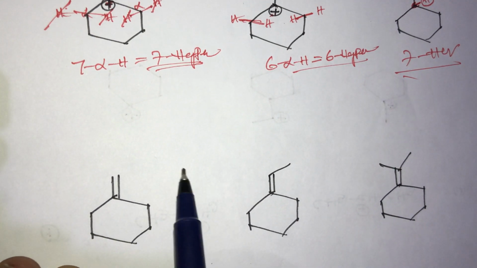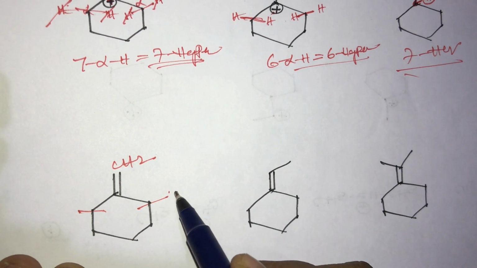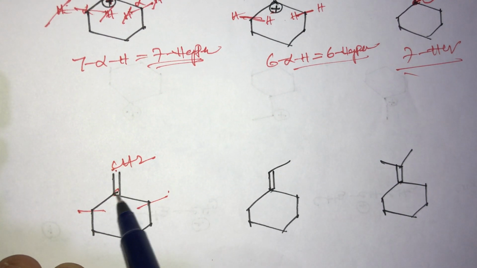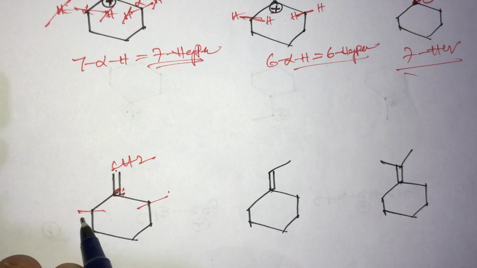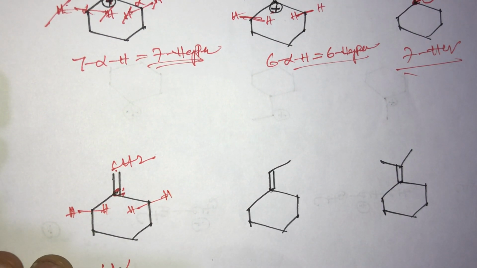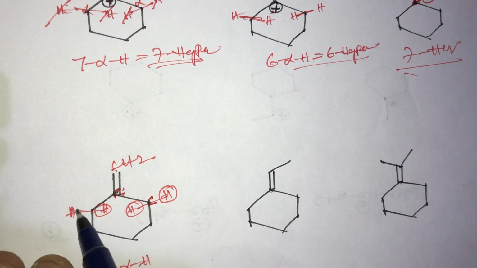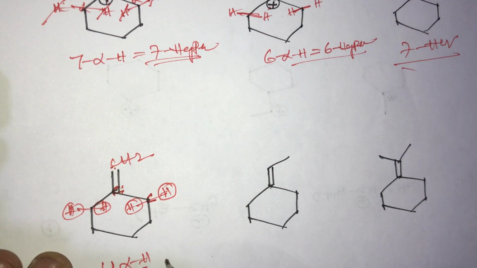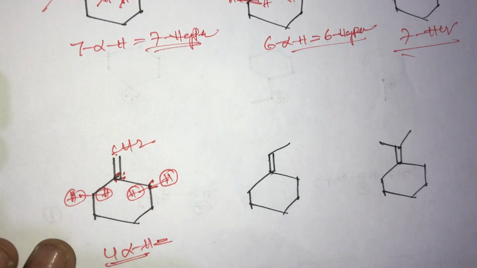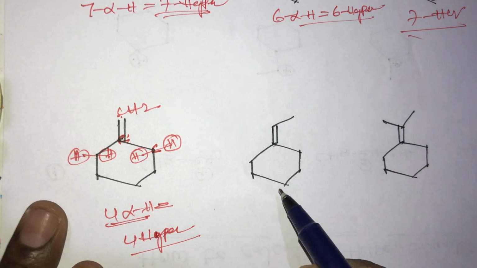And now another example. Here is this CH2 double bond. The carbon next to the double bond is also an alpha carbon. This is CH2 double bond CH. The carbon next to this double bonded carbon is an alpha carbon. Here also 4 hydrogens, so here 4 alpha hydrogens. The carbon next to the double bond is called the alpha carbon. This alpha carbon contains alpha hydrogens. So here 4 alpha hydrogens are present. These 4 alpha hydrogens equal 4 hyperconjugates.